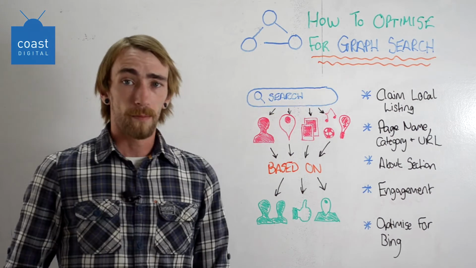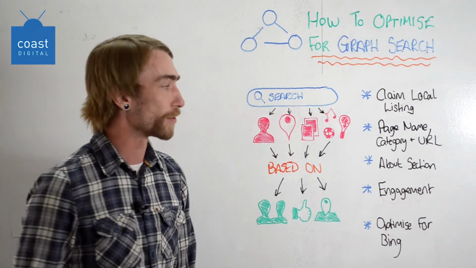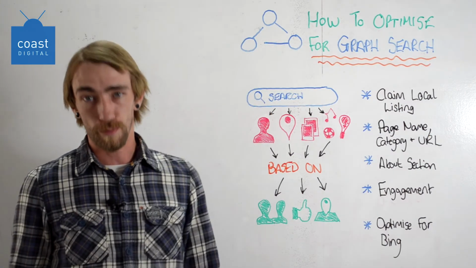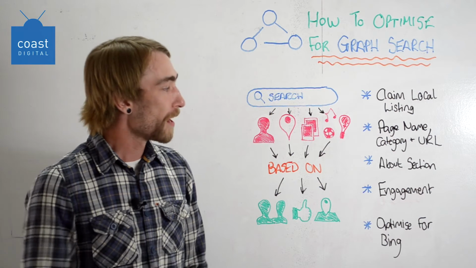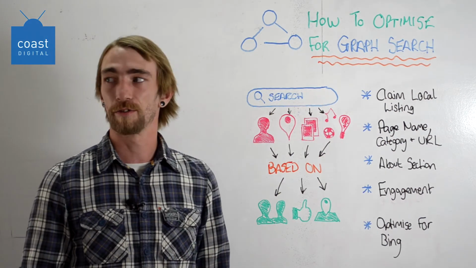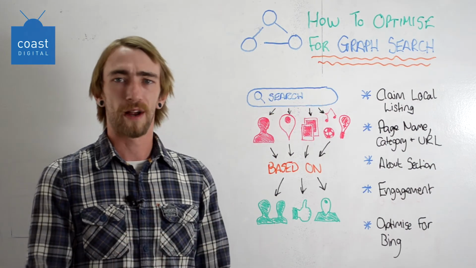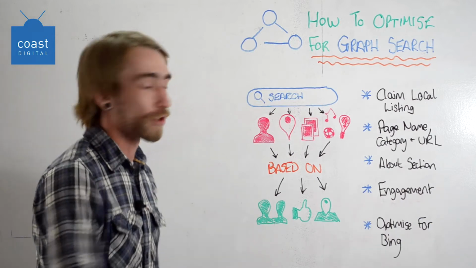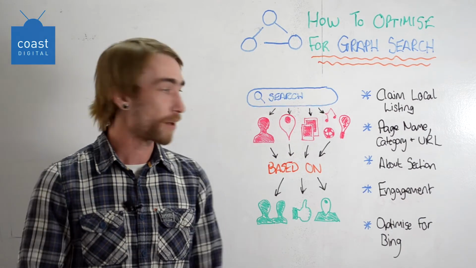The second thing is look at your page name, category and subcategories, and vanity URL as well. So page name, obviously making sure that you've got your brand in there, possibly any keywords that might be relevant to that. Category, make sure that your places page is listed in the most appropriate category. I believe you can choose subcategories as well, so make sure that's as comprehensively filled in as possible, and of course ensure you have a vanity URL, because that will help in terms of being found in Graph Search.